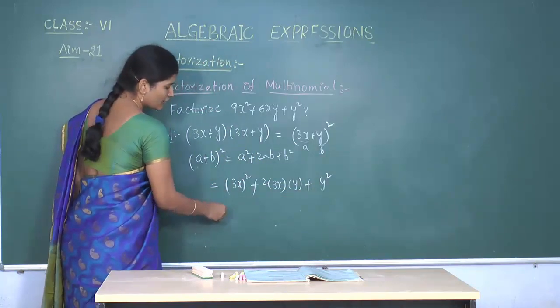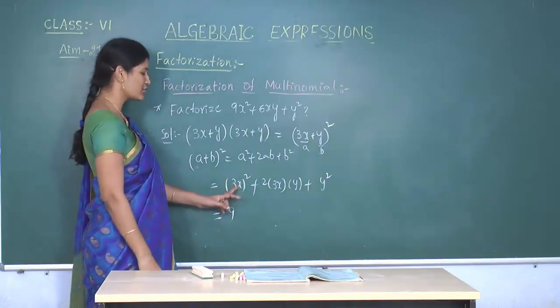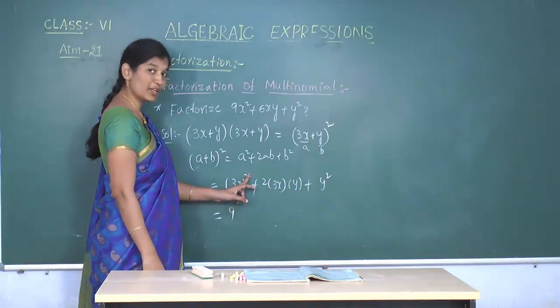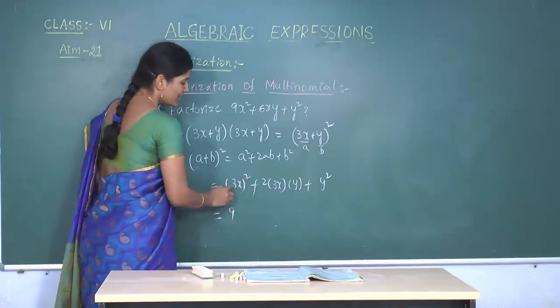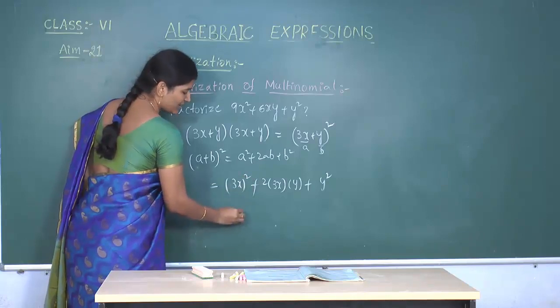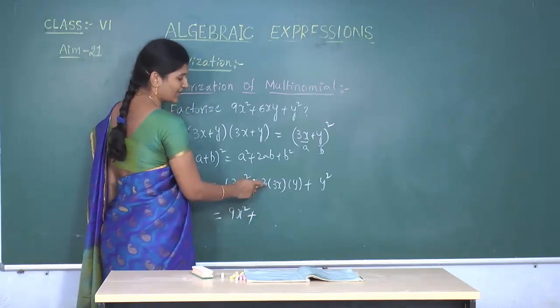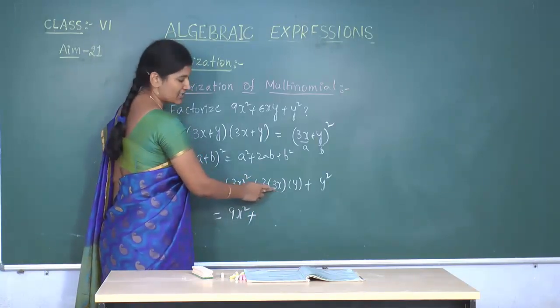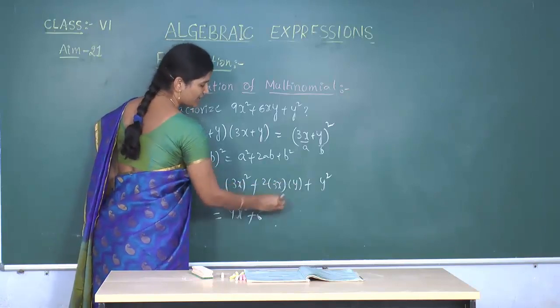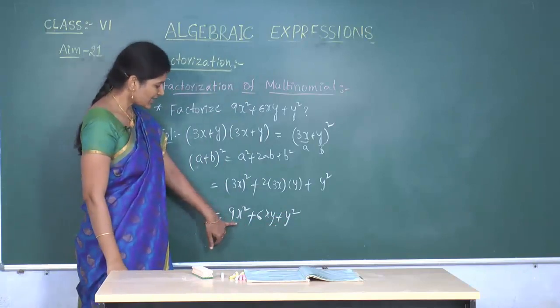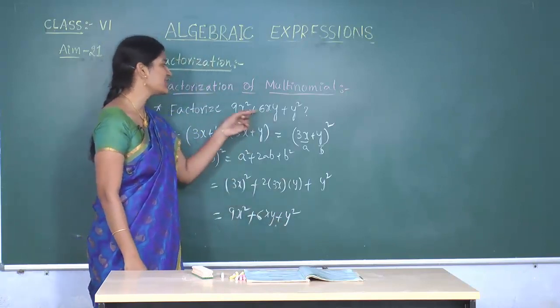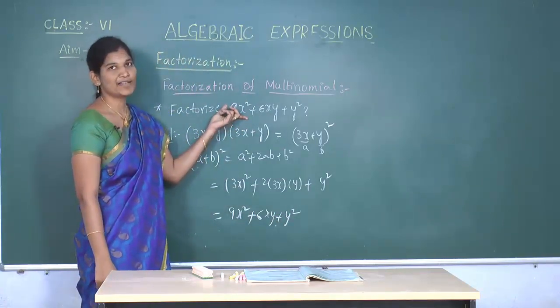Now (3x) whole square means the 2 belongs to both 3 and x. So 3 square means 9, x square means x square itself. Now multiply the numerical coefficients first. 2 threes are 6, x into y, xy, plus y square. If you observe this, 9x square plus 6xy plus y square is equal to our multinomial.